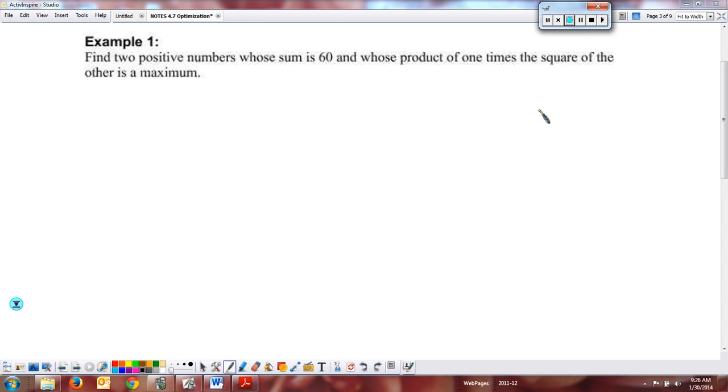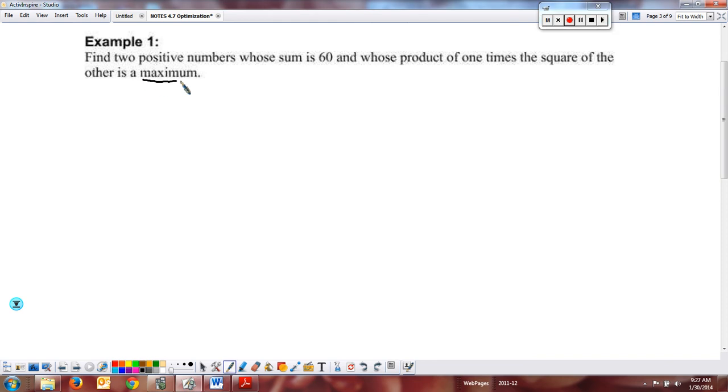All right, so our first example, this is a classic problem that you see in pretty much any algebra class, where you're trying to find numbers for which something is happening. So let's read through the problem. We want to find two positive numbers. We want their sum to be 60, and the product of one times the square of the other to be a maximum. Okay, so step one is figure out what you want to maximize.